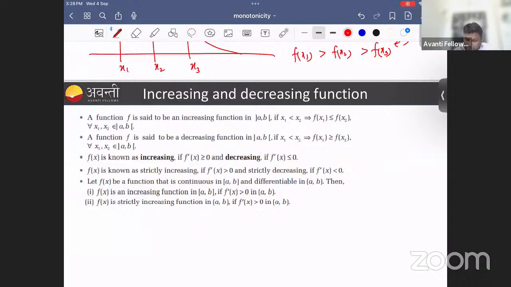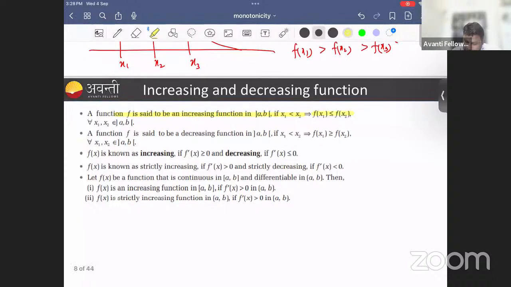So this is what we are also saying here, that it is said to be increasing in a to b if x1 less than x2, then f(x1) less than or equal to f(x2). Got it?